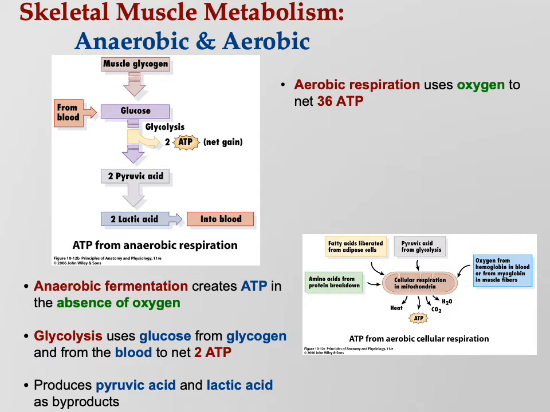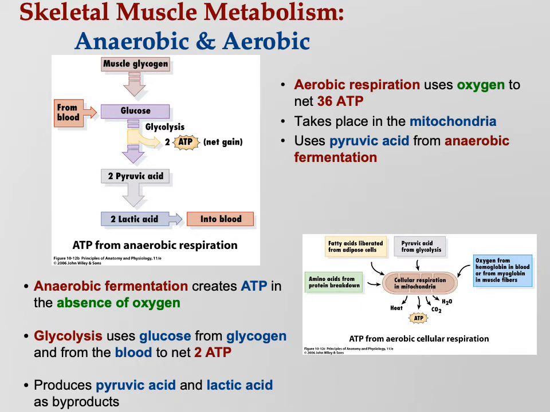Aerobic respiration uses oxygen and 1 molecule of glucose to get 36 ATPs. That takes place in the mitochondria, and it just takes time, all right? It takes longer. It's not nearly as fast. It uses pyruvic acid from anaerobic fermentation, so it can use that as well. So that's why that pyruvic acid is fine as a byproduct from glycolysis. The lactic acid is not. And remember, it produces carbon dioxide, water, and heat. That's why when you exercise, you warm up. Your body gets warmer. That's why you sweat, generating all that heat.